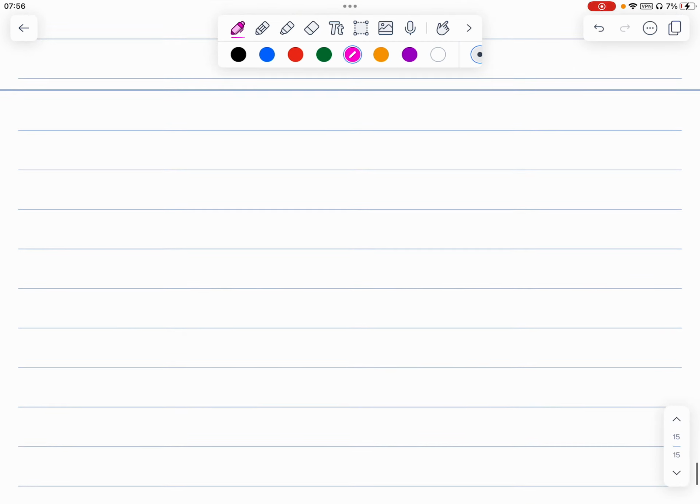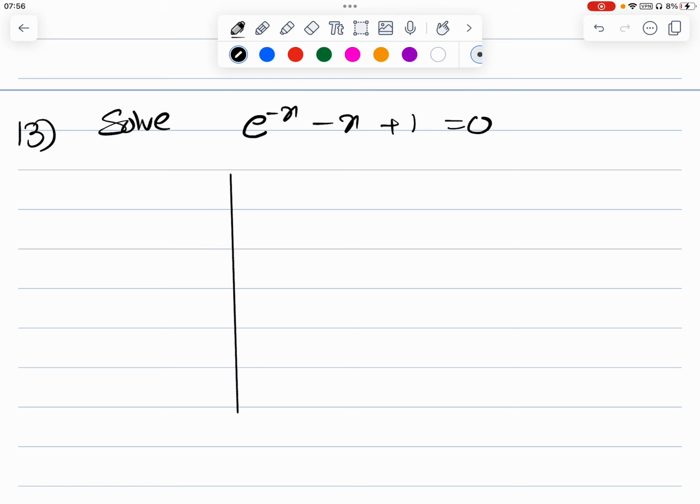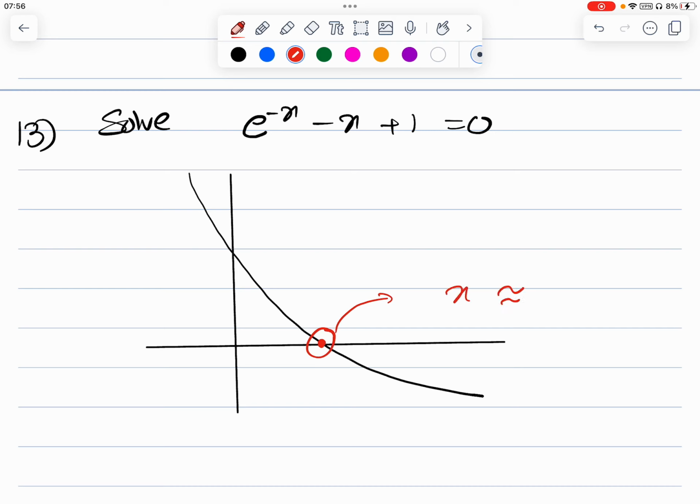Now coming to question number 13. Solve this equation: e power minus x plus 1 equals 0. So what am I going to do? I am going to draw the graph of e power minus x plus 1 equals 0. It's going to be in this way. Then I'm going to find the roots for this one. So use the GDC. It's going to give you x equals approximately 1.28. That's going to be the answer for question number 13.